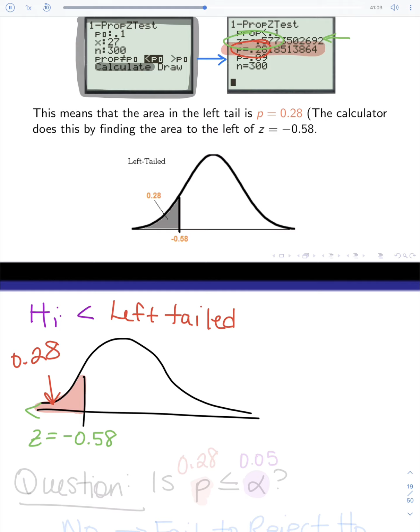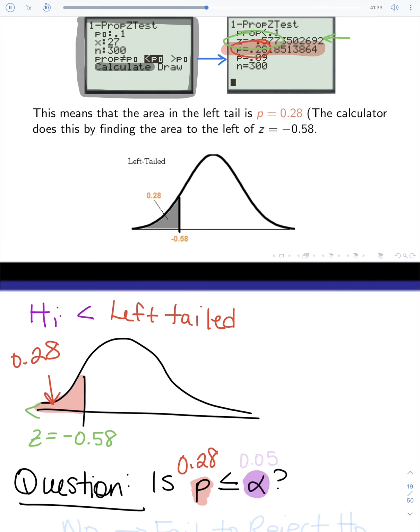So what we now have to do is ask ourselves a question, and the question will always stay the same. So let's see what our question is. Our question is always going to be, is p less than or equal to alpha? Well, p, we just found, our p-value was 0.028. The only thing we really haven't talked about much here is alpha.